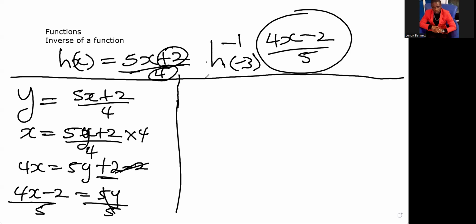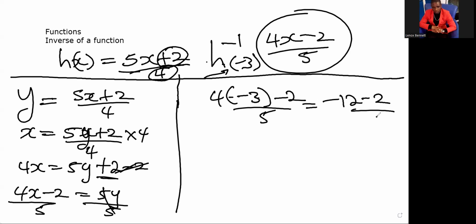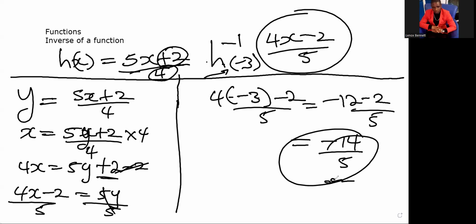So now we're going to substitute negative 3. So 4 times negative 3 minus 2. 4 times negative 3, that's negative 12, minus 2, over 5. Add both of them because they are both negative. Keep the negative. Leave it as this. Once it's a fraction, you can leave it as this and it's fine. It's correct as it is.